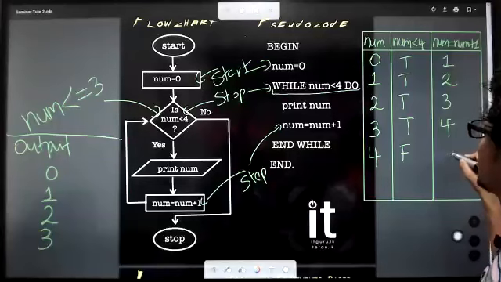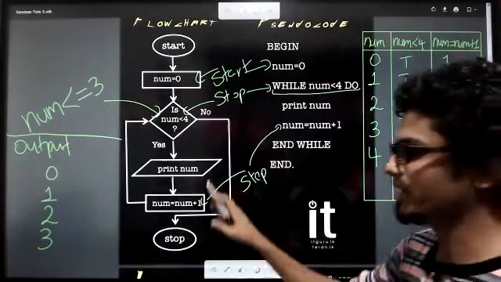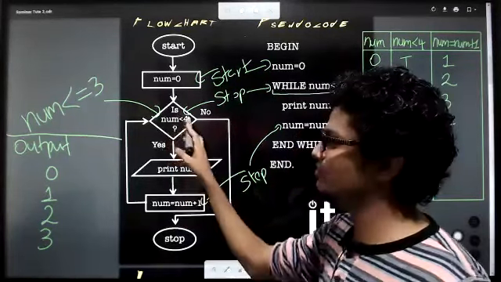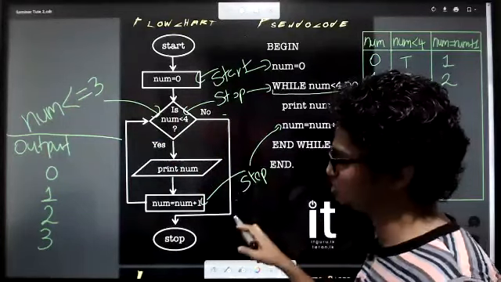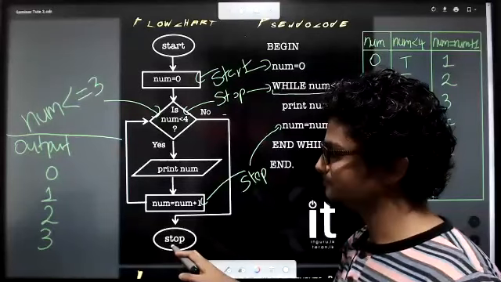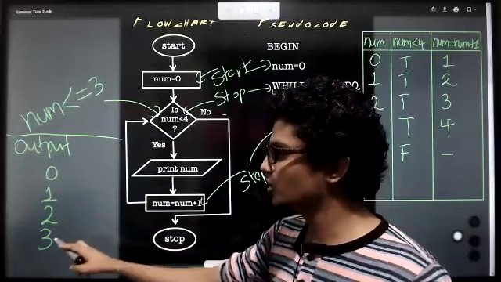It's going to become false. You won't be reaching num equals num plus 1 again, and it won't display anything. When it becomes false, it won't go in this way. It will go the other way, which is no, and it will stop the program. So it will display 0, 1, 2, 3, kids.